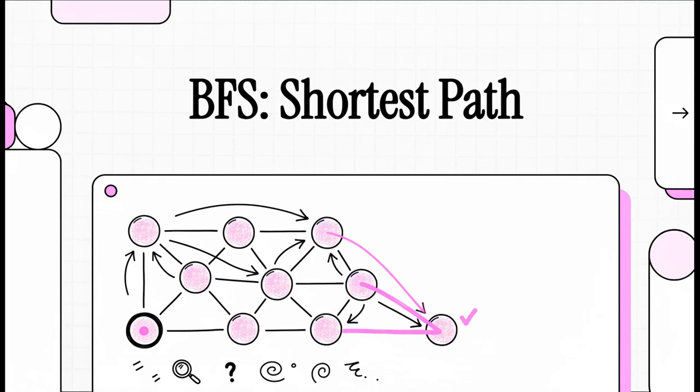Welcome to The Explainer. Okay, what if I told you there's a simple, elegant way to find the absolute shortest number of steps between 2 points in a network every single time? Well, that's exactly what we're breaking down today. One of the most fundamental algorithms out there, breadth first search, or as you'll hear it called, BFS.